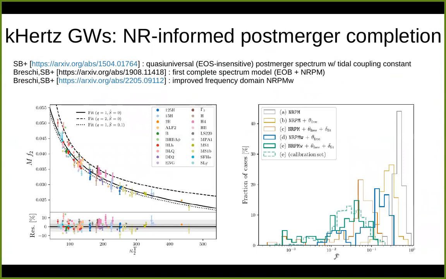I'm not sure if I have an entire slide on that, but the way we build the kilohertz and gravitational model is the following. Some time ago, we realized that some spectral features of the spectrum are strongly correlated with this tidal polarizability parameter. Here I'm calling it kappa, but many people call it lambda tilde.